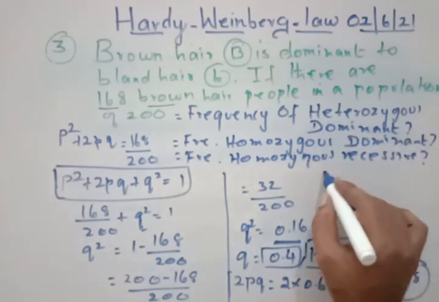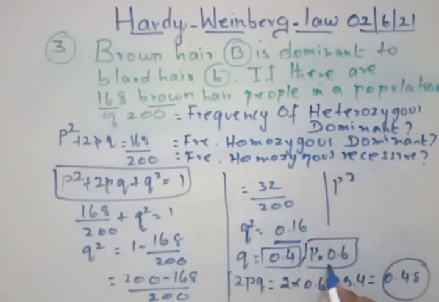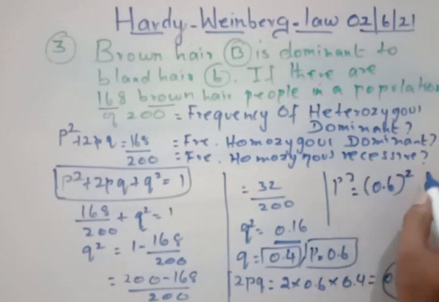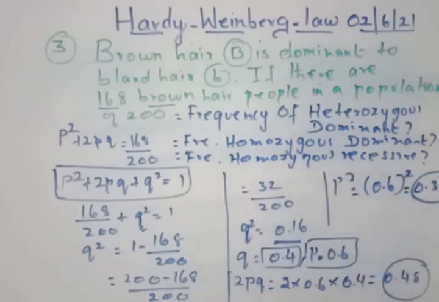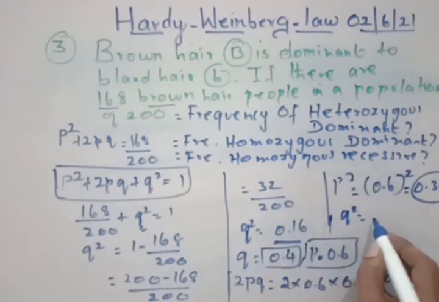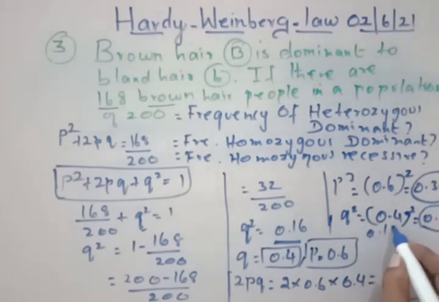Clear, right? Now what is the value for the homozygous dominant? Homozygous dominant is P square. So P square is 0.6 in brackets, squared. So you will get 0.36. This is the value of the homozygous dominant. And finally, homozygous recessive, that is Q square. Q square is 0.4 in brackets, squared, so you will get 0.16. This is the value of Q square.